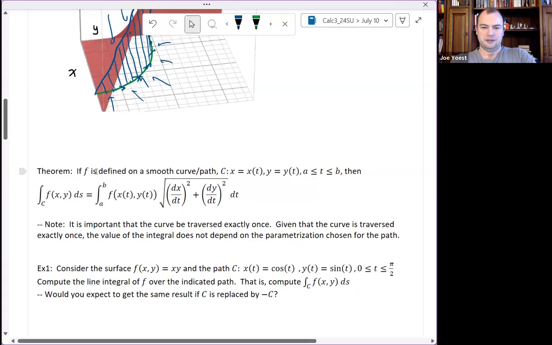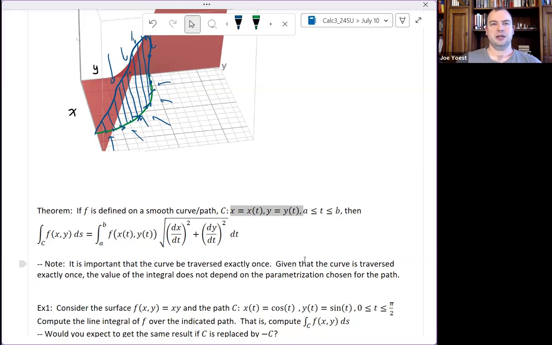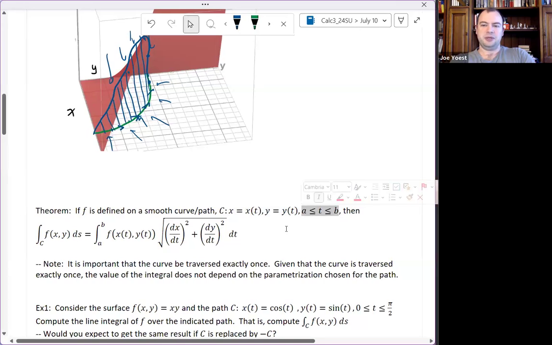Okay, so if f is defined on a smooth curve or path, this green path here, the path we typically call C for curve, and if we're in two input dimensions, the path C might be x equals x of t and y equals y of t. Typically, we want the freedom to choose this path in many different ways. So we think of it as a parametric function, not like a y of x kind of function. We don't want to restrict ourselves that much. And here t is between a and b.